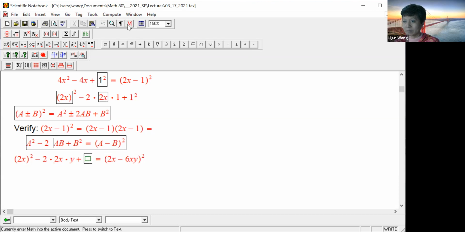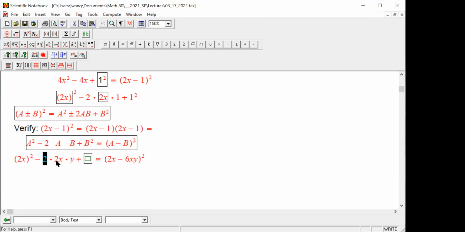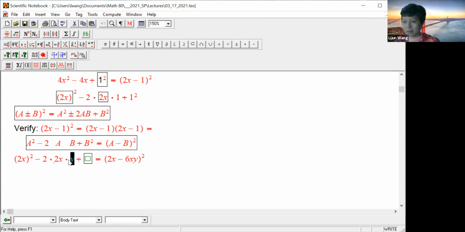Yeah? Yes? 2a b. What should we be b? Right? And this whole thing has to be 12, isn't it? Right? I give you 12, right? What I give you was a 4x squared minus 12xy plus something blank.